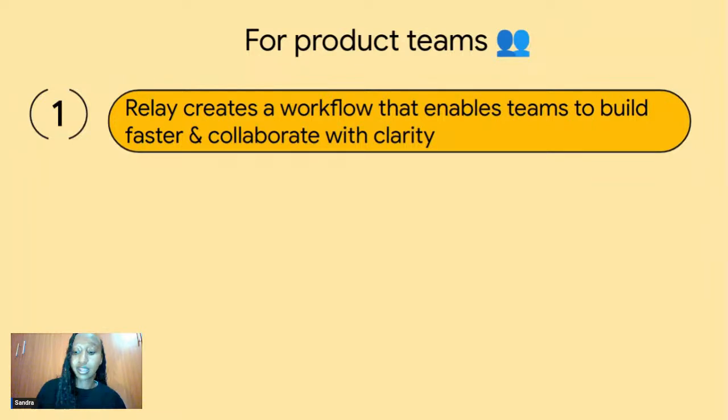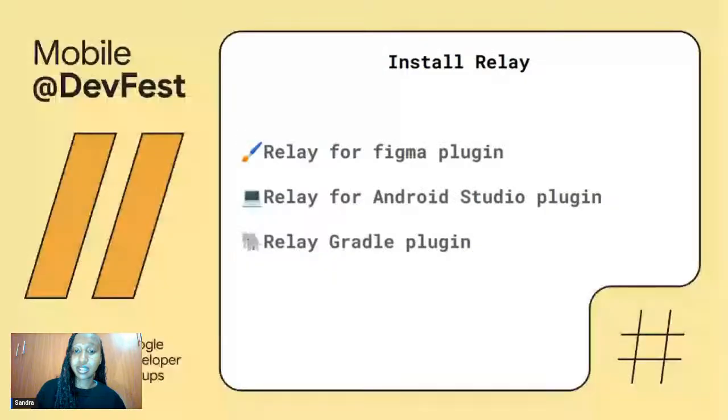So we're going to install Relay. There are three steps in installing Relay, and they have to be installed separately. We have to install the Relay for Figma plugin, we install the Relay for Android Studio plugin, and then we install the Relay for Gradle plugin. We're going to do that in a sec.